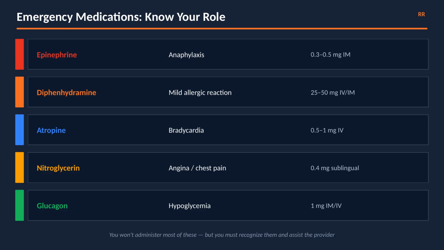Hyperglycemia, high blood sugar, presents more slowly. Dry mouth, frequent urination, fruity breath odor, and gradual confusion. This is a medical situation requiring provider evaluation and IV access. The key distinguisher: hypoglycemia comes on fast. The confused, sweating patient in your suite who just came from a fasting prep. Check glucose first.